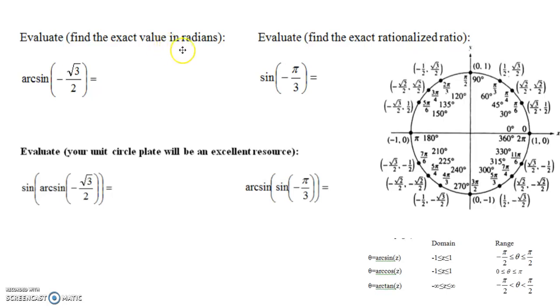Evaluate the exact value in radians of the arc sine of -√3/2. Now, whenever you see arc sine, arc cosine, arc tangent, please remember that you have to check restrictions at the beginning. So I want to double check: if I take -√3 and divide that by 2, this is really -0.866, which is in the restrictions for the domain, so I know I can continue. We're just being safe.